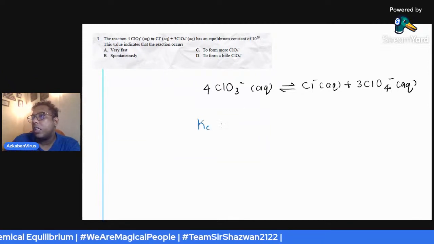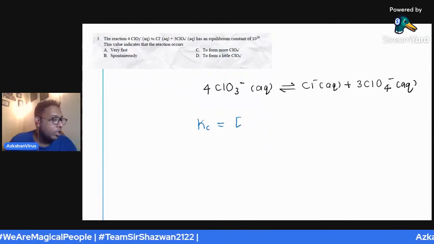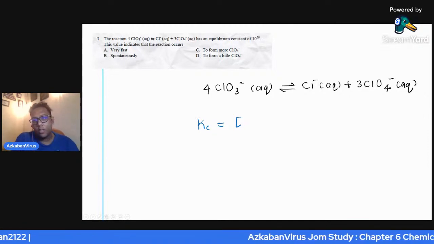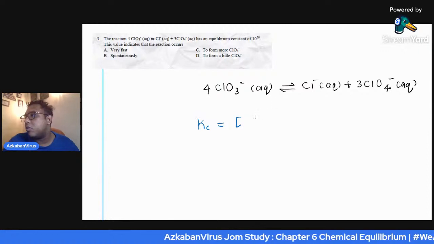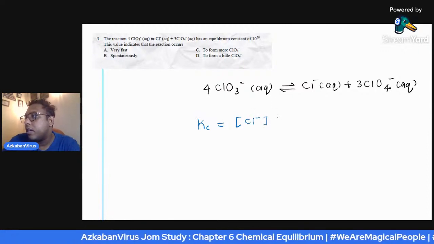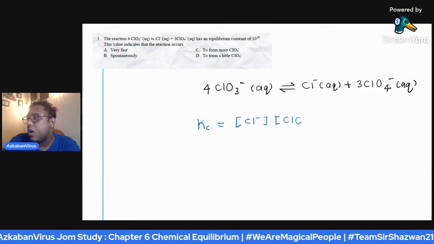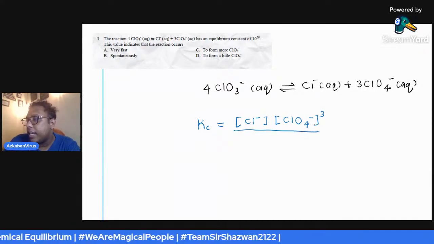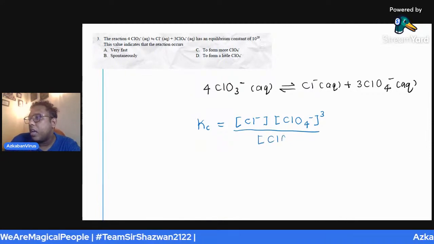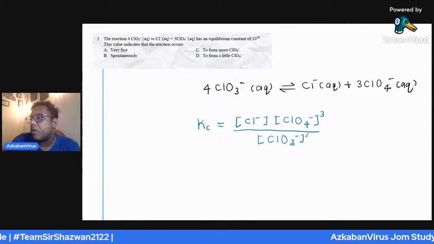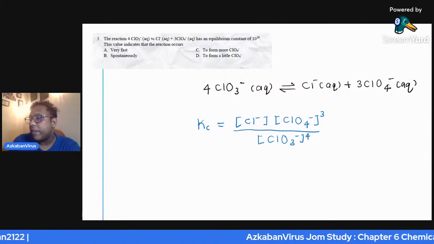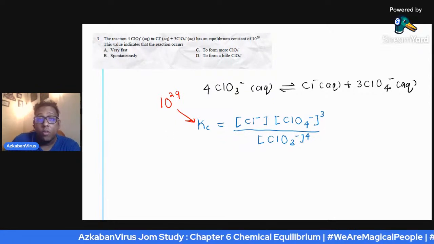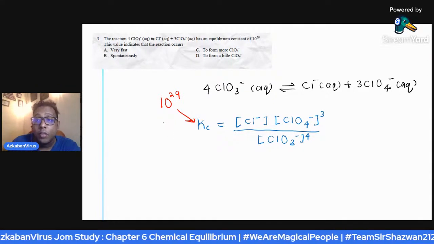Kc is equal to concentration of Cl minus darab dengan concentration of ClO4 minus to the power of 3 bahagi dengan concentration of ClO3 minus to the power of 4. Okay, we were given the value of Kc is equal to 10 to the power of 29, which is very big ya. Nilai dia sangat besar.